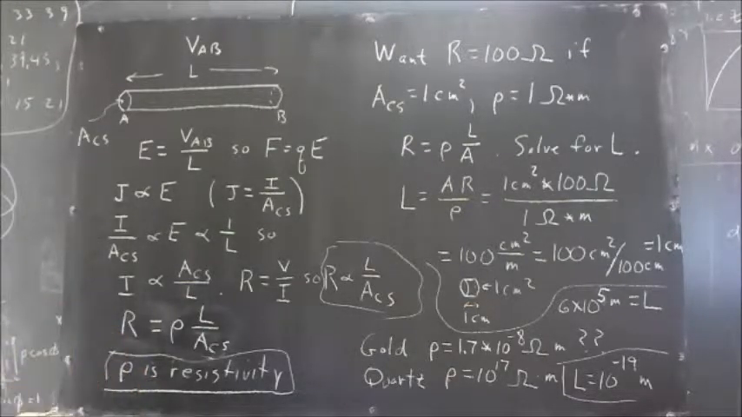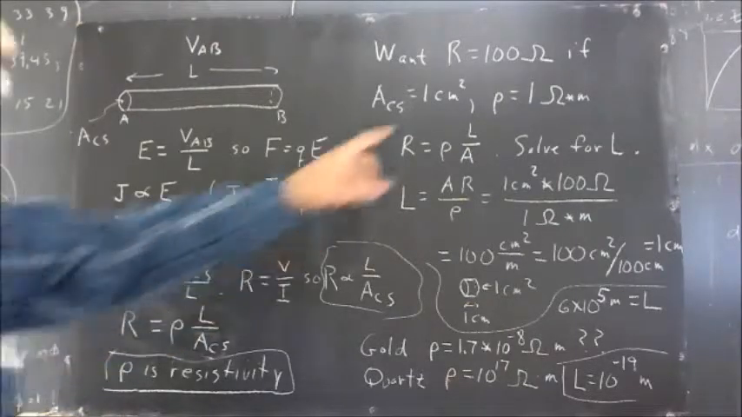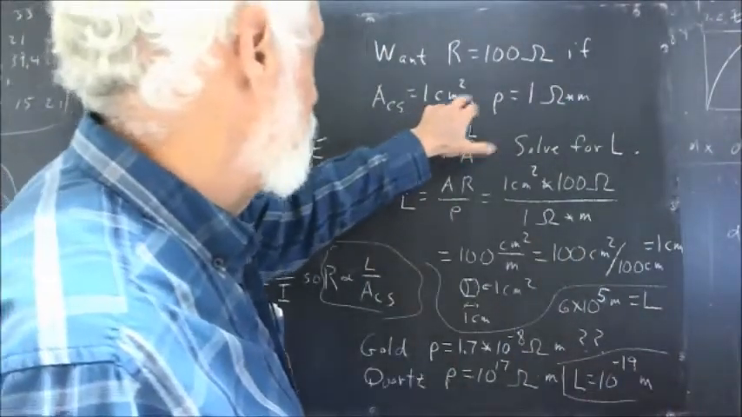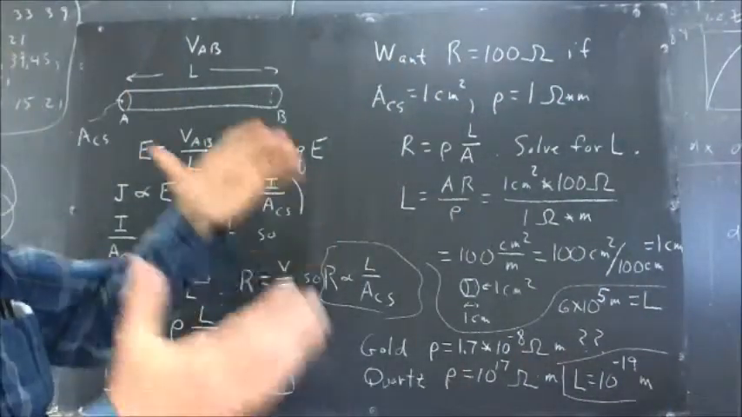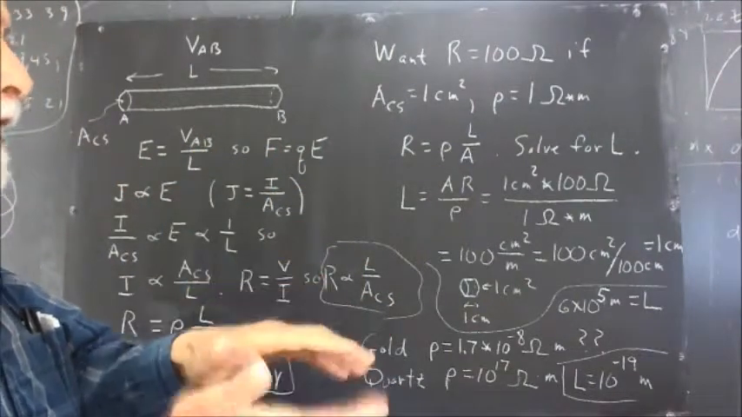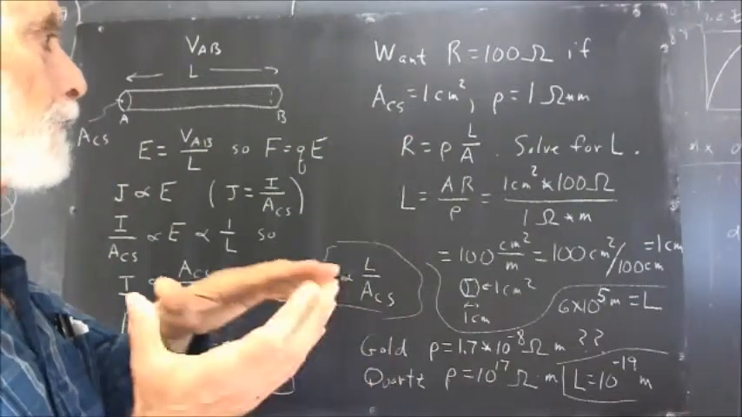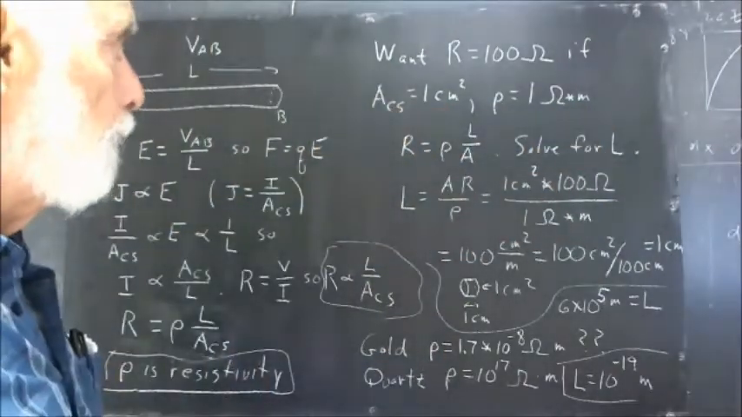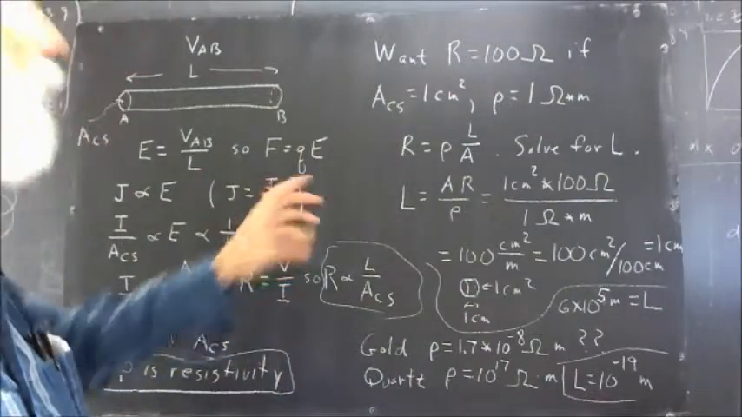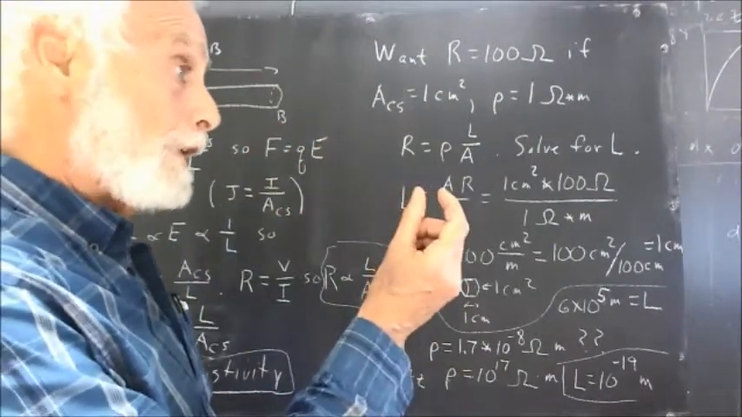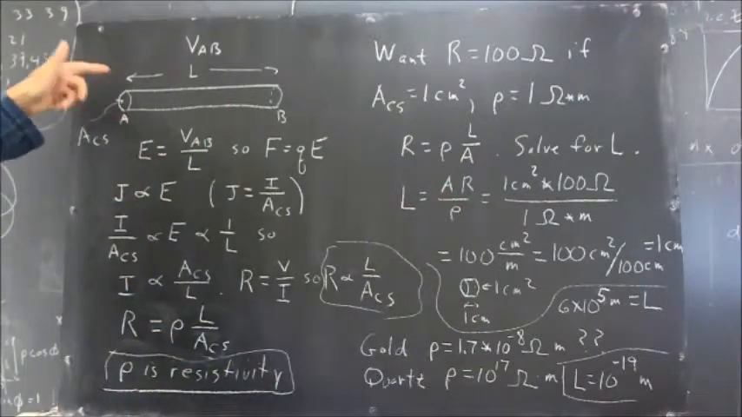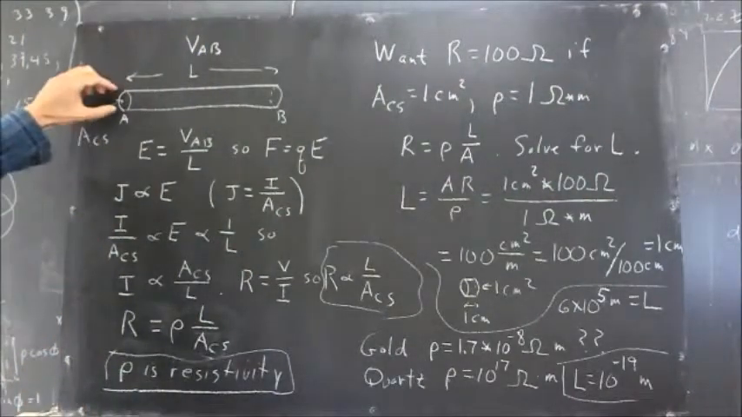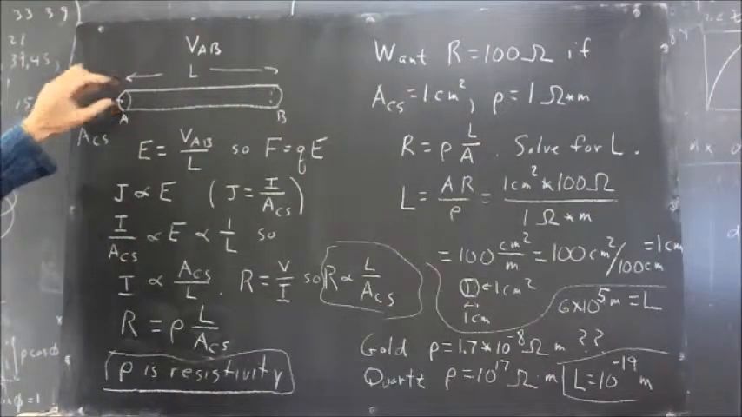combinations of given information. Okay, in this case, we want the resistance to equal 100 ohms if the cross-sectional area is 1 square centimeter. Now, the problem gave you a set of resistivities, and it said silicon is kind of in the middle. It's a semiconductor. Its resistivity is around 1 ohm meter. So we're asked to find the length of a cylinder of silicon with a resistivity of 1 ohm meter, such that the cross-sectional area is 1 square centimeter.